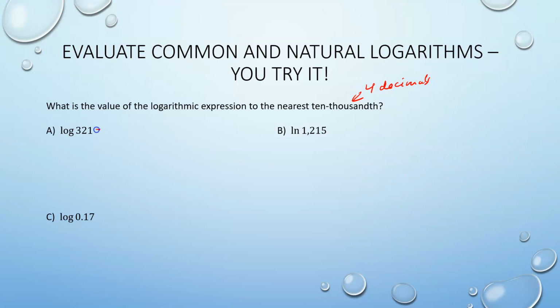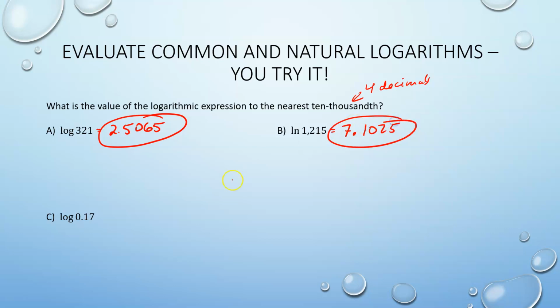Hopefully for log of 321, you got 2.5065. That's what I got anyways. When I typed in natural log of 1,215, I got 7.1025. And finally, when I typed in log of 0.17, I got negative 0.7696. So we can get negative answers.